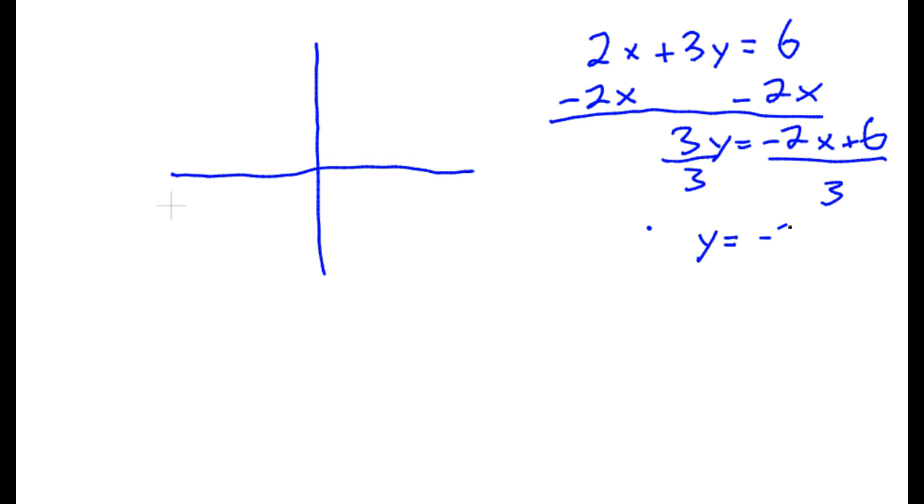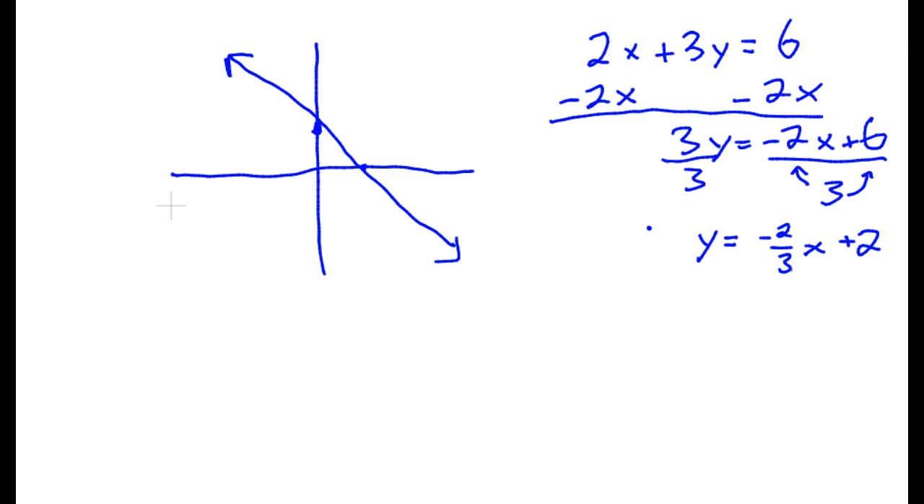Y equals negative 2/3 x plus what? 2. Down 2, right 3, down 2, right 3. And so we go to plus 2, and we go down 2, right 3, down 2, right 3, and then we can graph it.